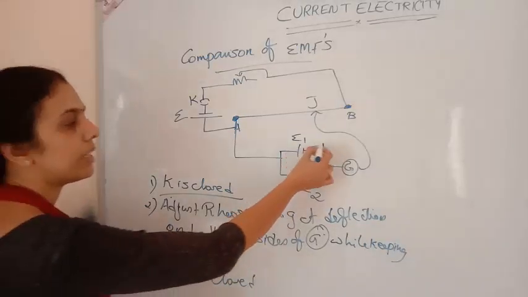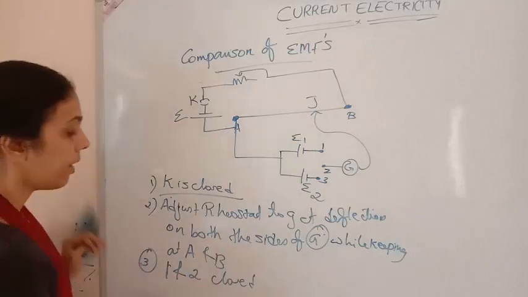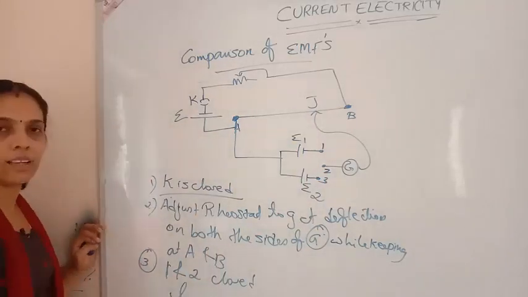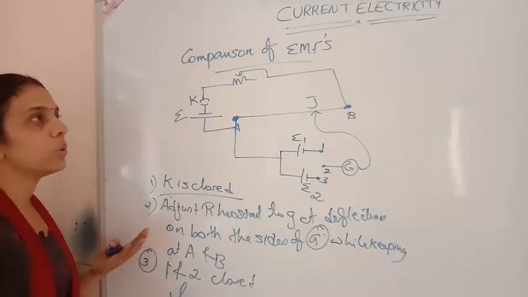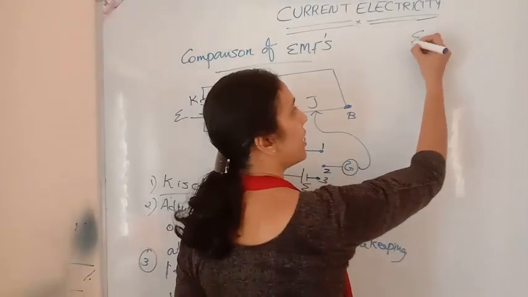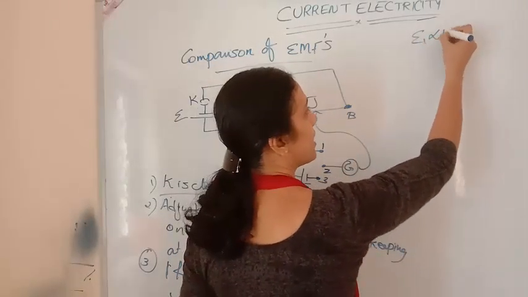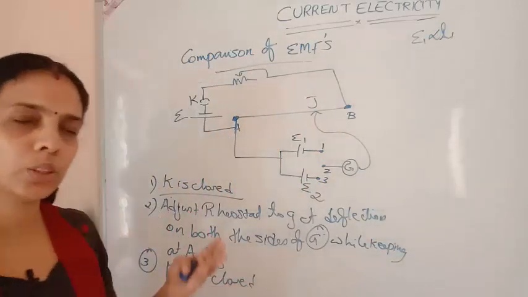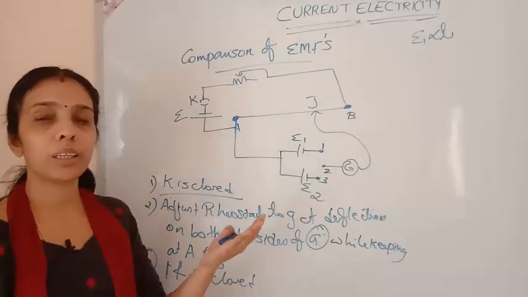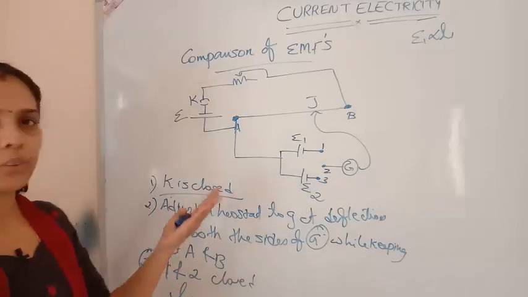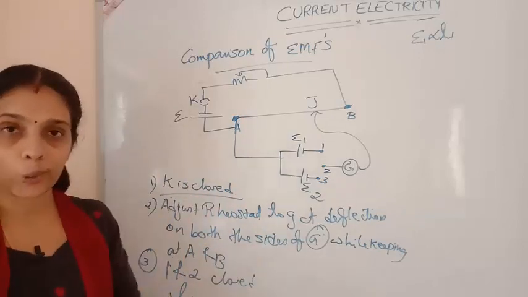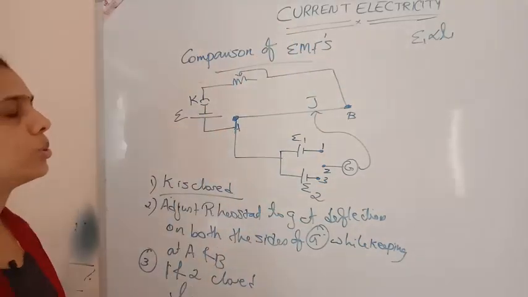So E1 is in the circuit. We will get a balancing length L1. We know that E1 is proportional to L1. Last class we learned that V is proportional to L, since the potential gradient is a constant. So E1 is proportional to L1.